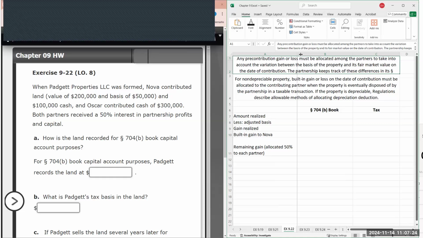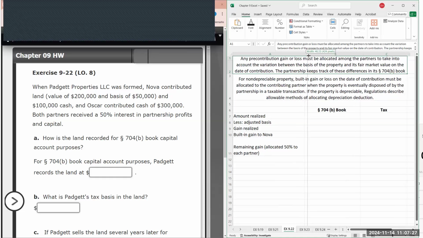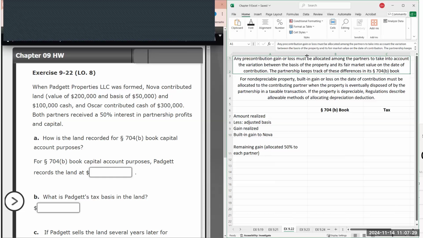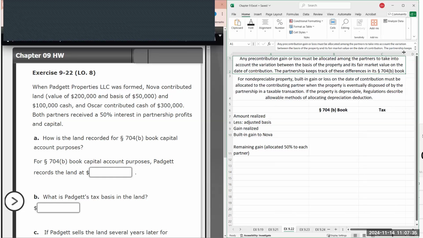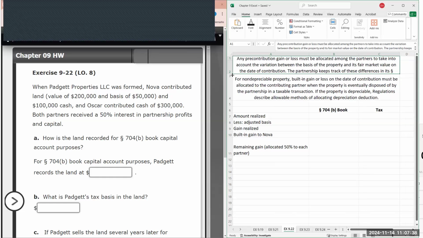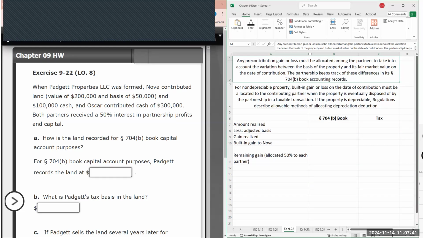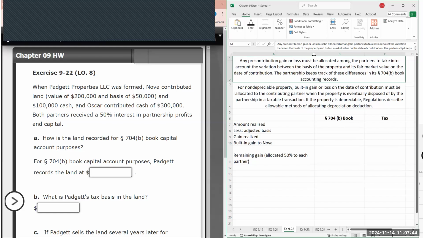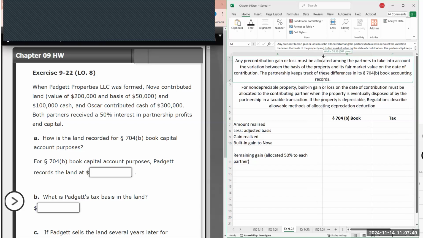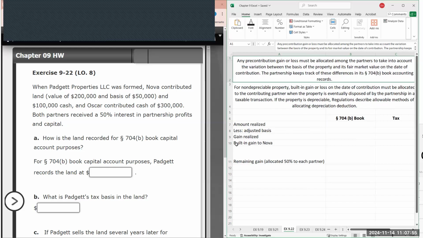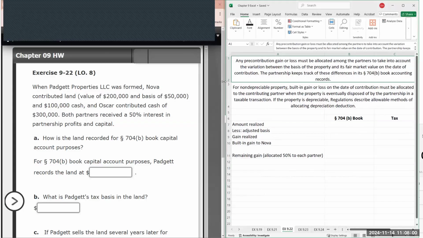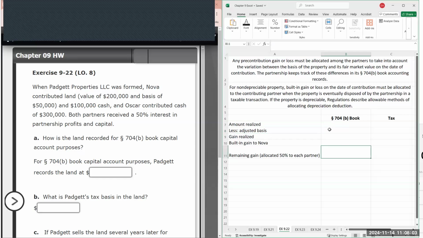All right, so whenever there's a pre-contribution gain or loss, it needs to be allocated among the partners to take into account the variation between the basis of the property as well as its fair market value on the date of the contribution. The partnership is going to be responsible for keeping track of the differences in its 704(b) accounting records. Whenever there's non-depreciable property, the built-in gain or loss on the date of the contribution needs to be allocated to the contributing partner when the property is eventually disposed of, all right? So these are some things that you need to keep in mind with a partnership.